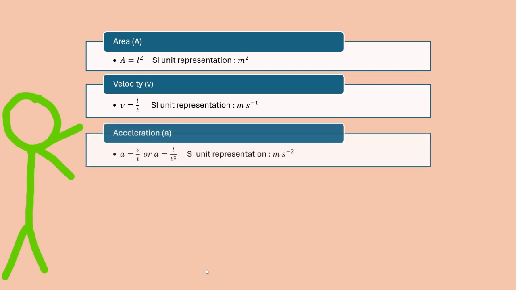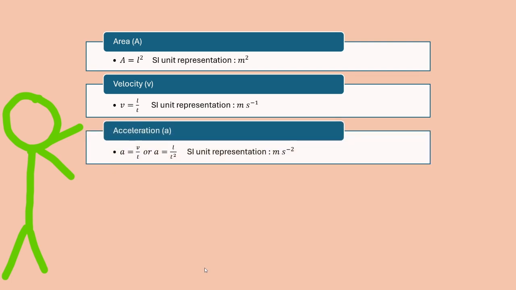The third one we have here is acceleration, a. A is equal to velocity over time, or in other words, the length over the square of time. Its SI unit representation is meter per second squared, ms to the power of -2.